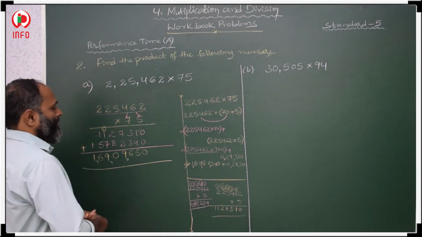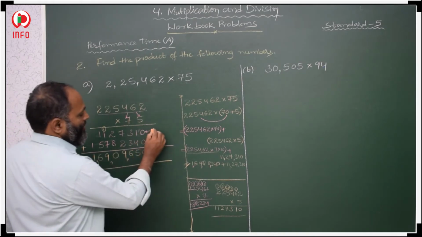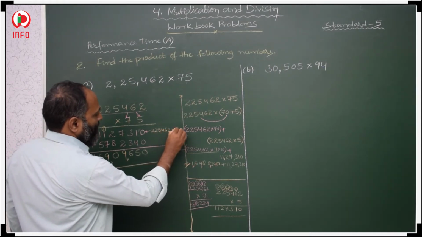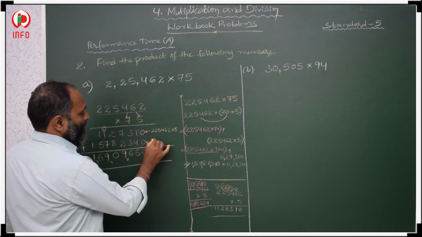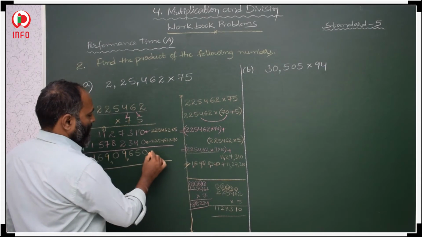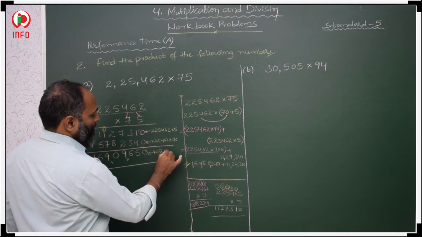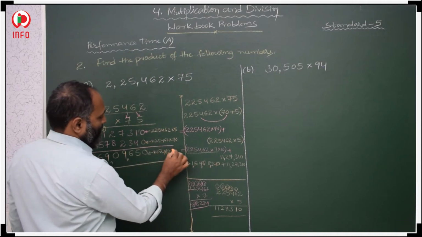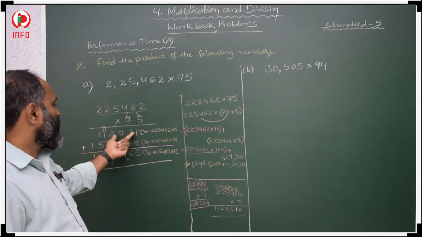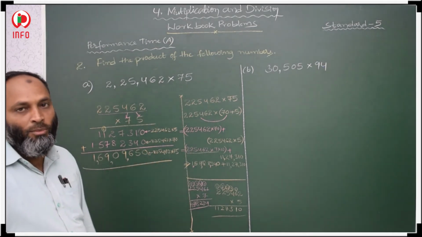So here what does it represent? This represents the product of 2,25,462 with 4. What does it show? 2,25,462 with 70. Then what does it show? 2,25,462 into 75. So in this way, this is the product of this, and this is the product of this, and this is the product of this.